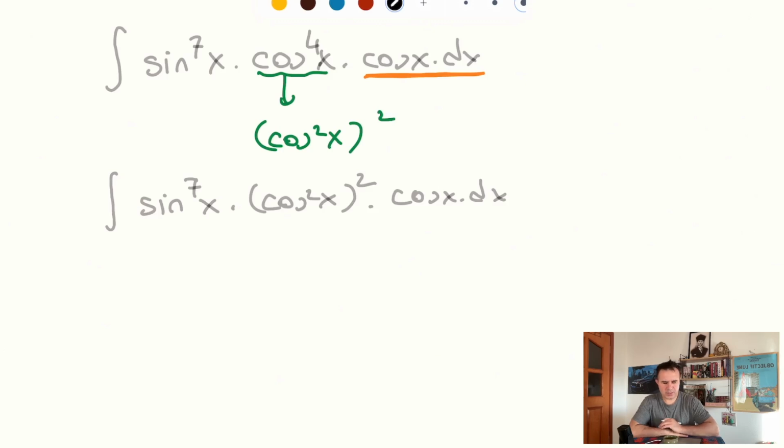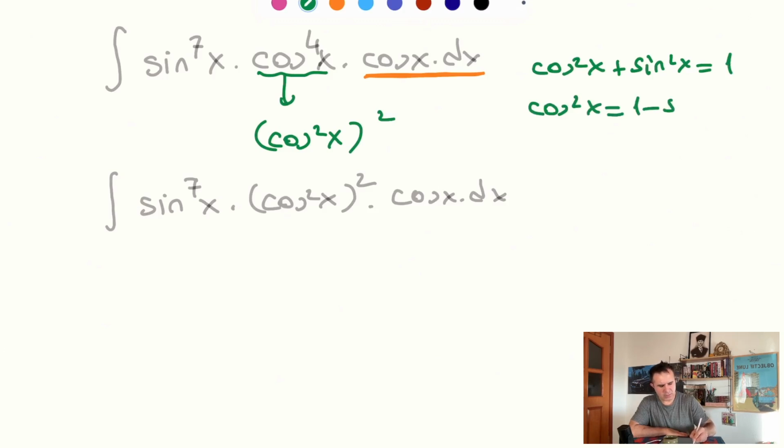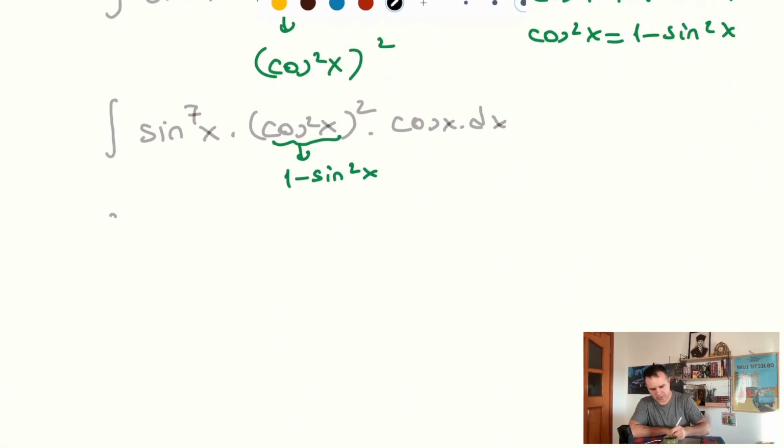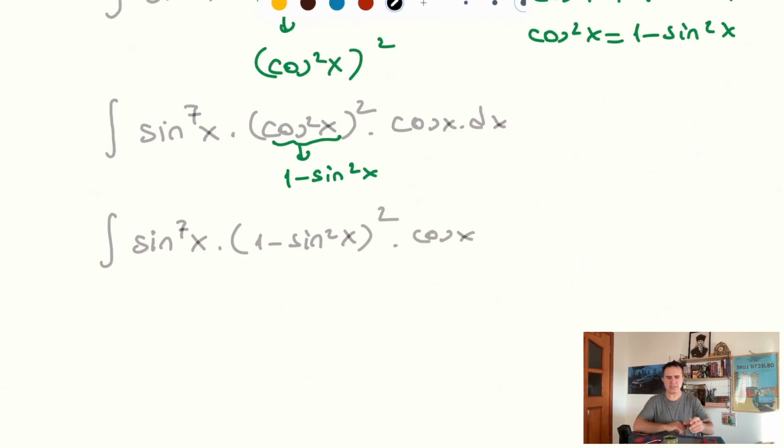You know from trigonometry that cosine square of x plus sine square of x is equal to 1. Then I can rewrite cosine square of x as 1 minus sine square of x. Then the integral becomes sine to the power of 7x times 1 minus sine square of x, squared, times cosine x. Actually, from now the integral is easy.